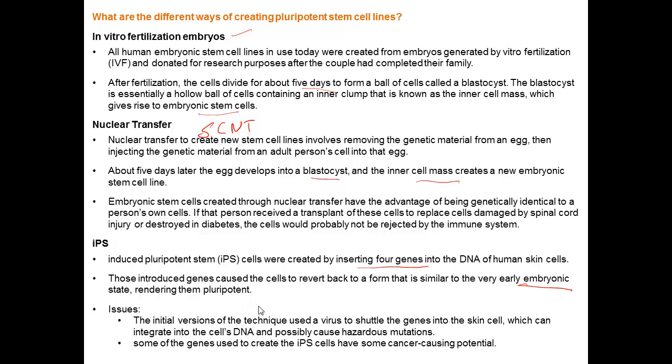Some of the issues with the iPS technology is that by putting in these 4 genes, and we'll see what they are, they can disrupt the existing genes. It can cause mutations, and some of the genes that are put in, because you're trying to create immortalized, infinitely replicating cells, have cancer-causing potential, and that could potentially limit the use of these cells.